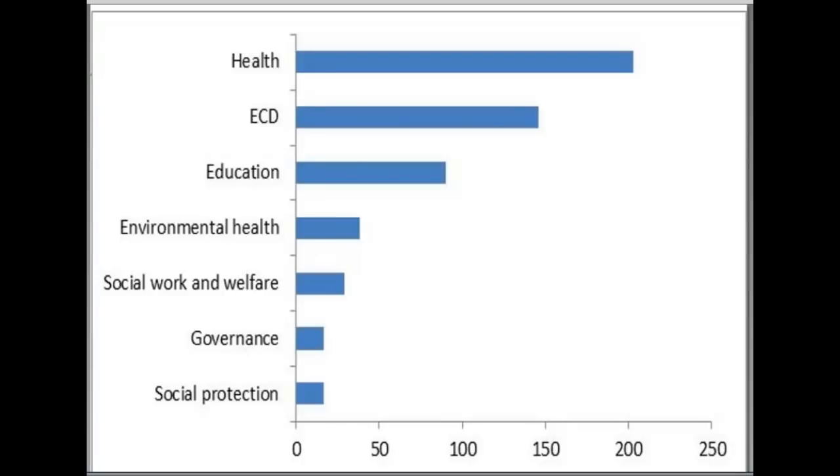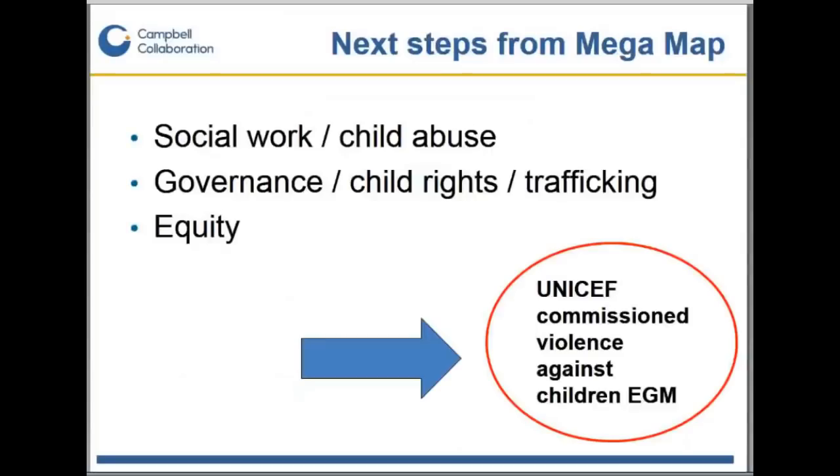So because this is a mega map, it only contains maps and reviews, we can't say there's no evidence in these areas. We can say there's no evidence synthesis in these areas. So there's an absence of evidence synthesis in these areas. Whether there's no evidence, we'd need to do a map to find out. So the use of this map has been precisely to say, well, we can see that in these areas around what we call the new areas of child rights, so around child abuse and trafficking and so on, there's very little evidence synthesis.